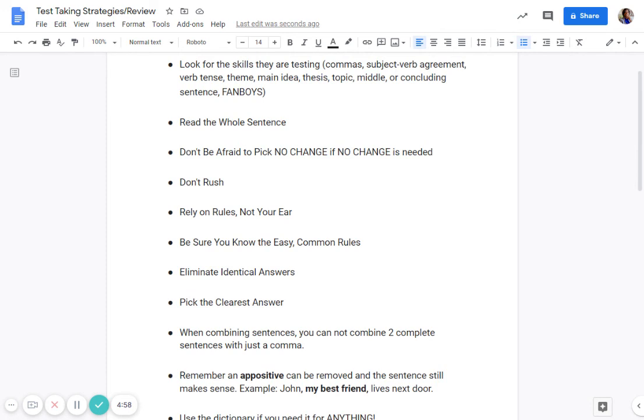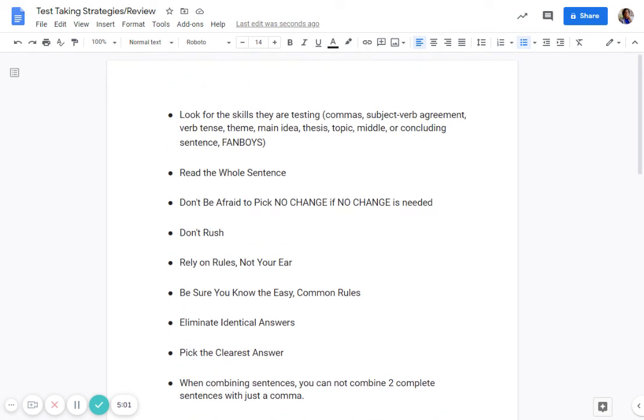So those are the tips and tricks that I have for you for your review. Go back and review these things. If you are not sure, use the internet to help you review them. Use the slides that I have in Google Classroom to help you review.